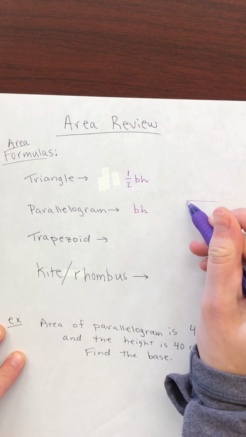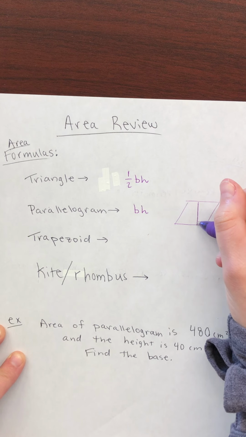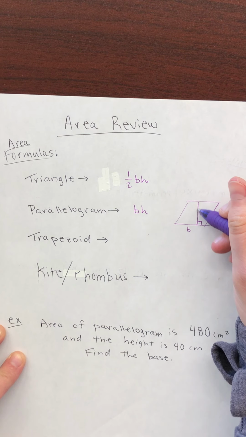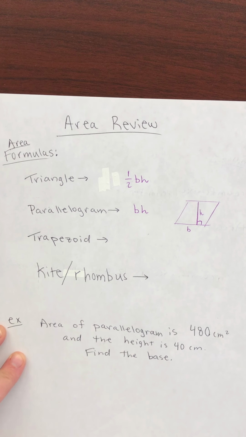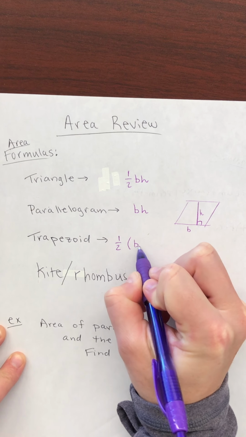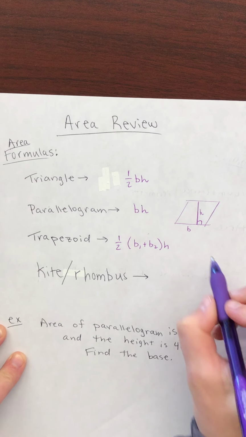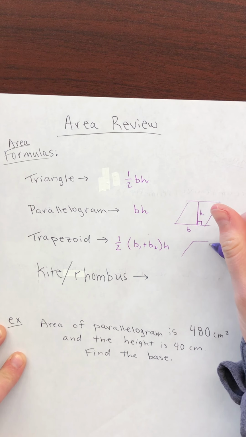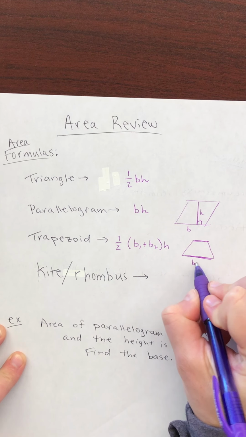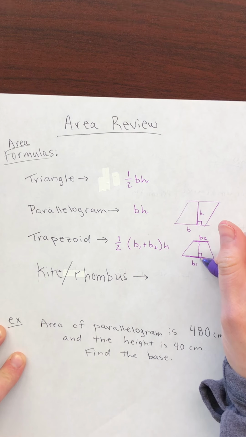Just remember, for a parallelogram and for a triangle, the height has to be 90 degrees with the base. This is not the height. This vertical distance that's perpendicular is the height. A trapezoid is 1/2 base 1 plus base 2 times the height. If you recall, I just want to make sure you all know, but a trapezoid has 4 sides. 2 sides are parallel. Those are the bases. And again, the height needs to be the vertical distance that's perpendicular.